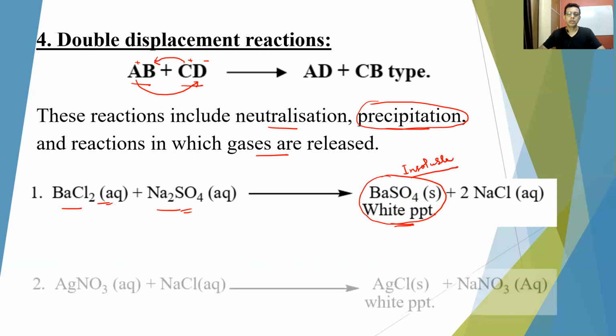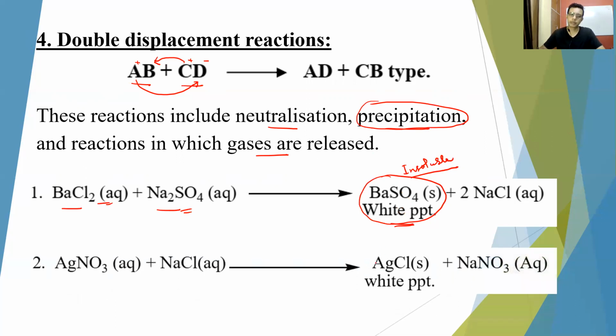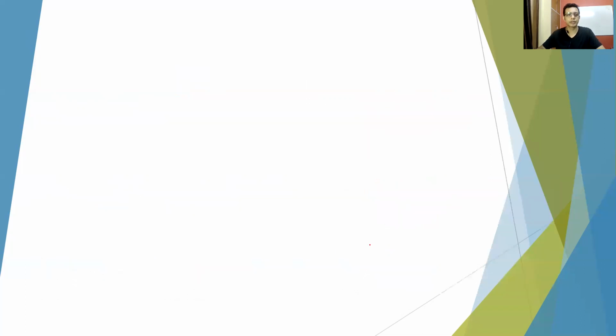Fine. This is another double displacement where silver nitrate, which is colorless, is allowed to react with sodium chloride, which is again colorless, and gives a white precipitate of silver chloride. And NaNO3 is aqueous, so it will remain in the water. So in exams, questions are asked, like give an example of a double displacement reaction. So you can write these examples.